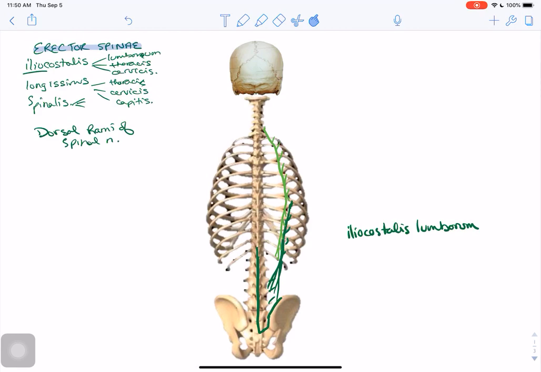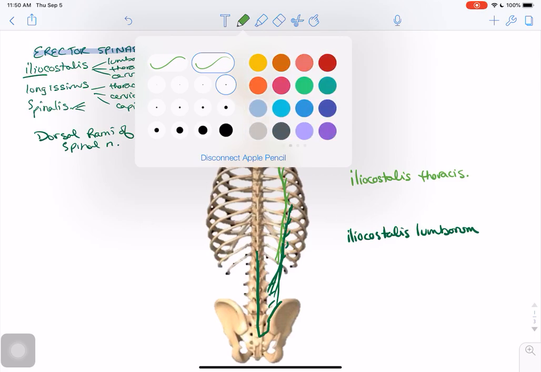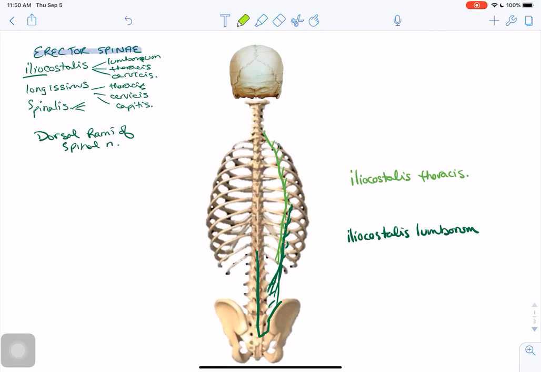So that is iliocostalis thoracis. Let's get another shade of green. That might be too light.